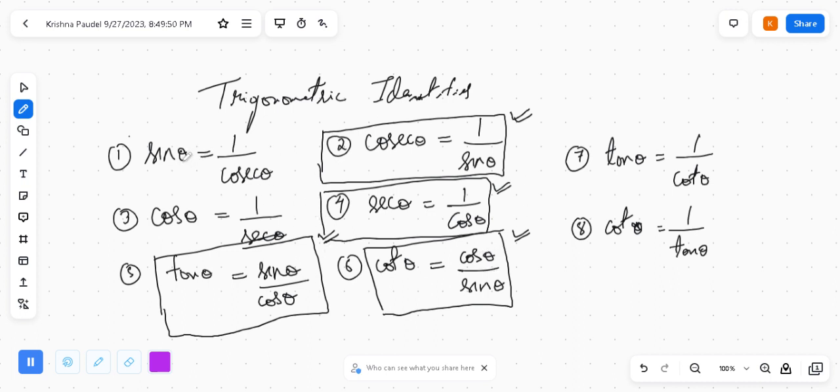Now, if you ask me, if sin theta is there and we convert it to 1 by cosec, will something happen? Actually nothing will happen, but we might get stuck or we might not reach the answer. That is the only thing. So these are like hints.